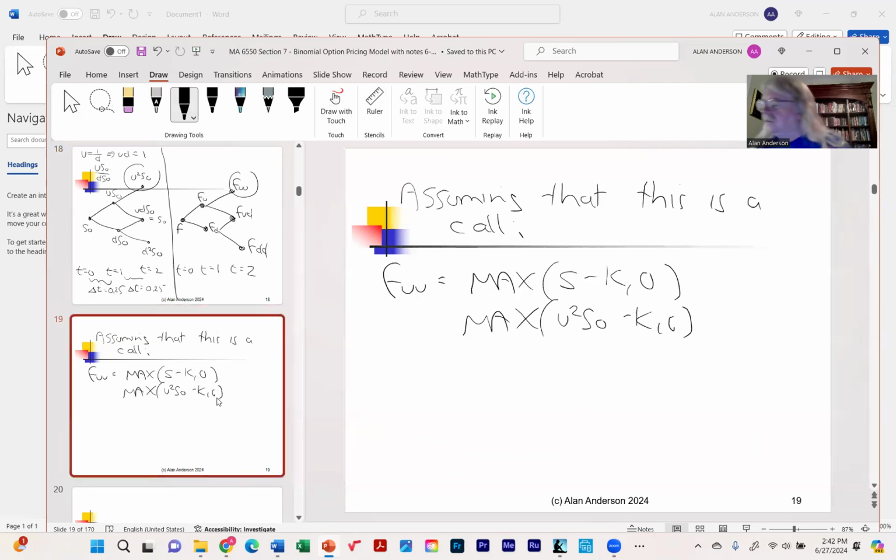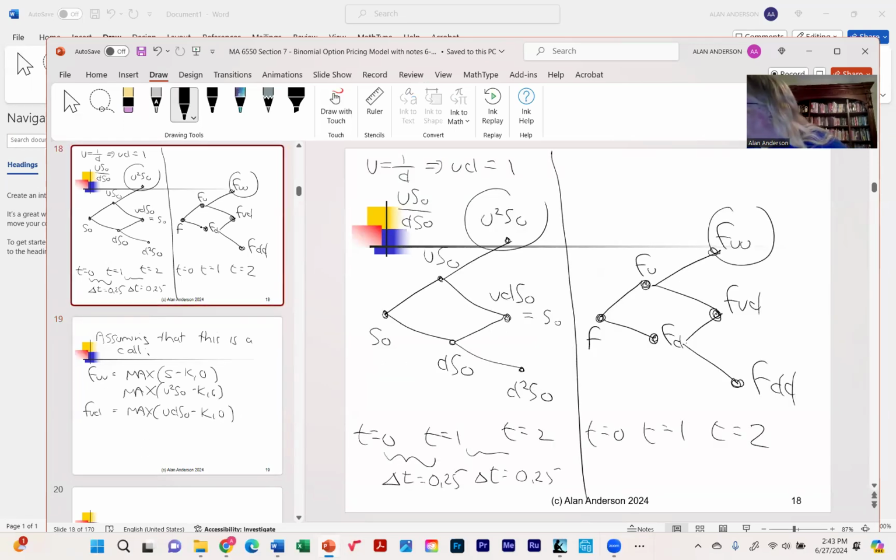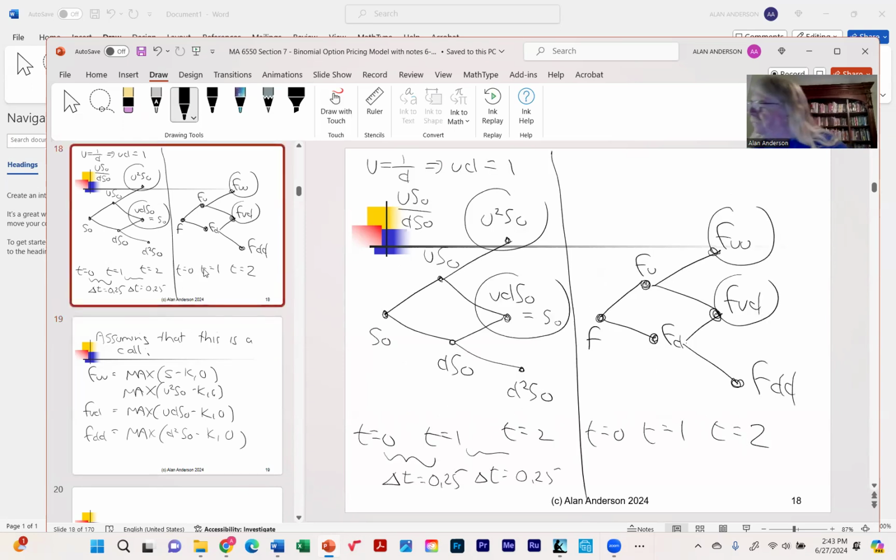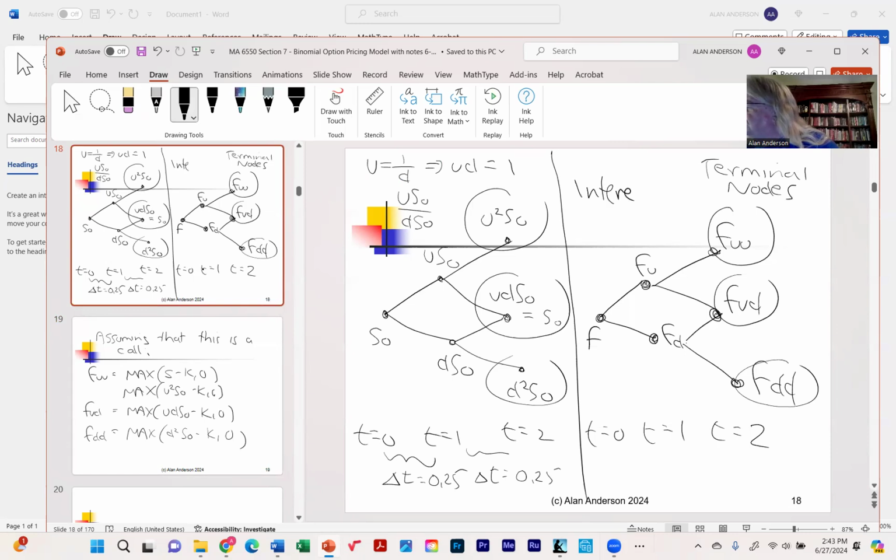And then FUD, based on that logic, must be this, because again, the option value at this node is based on the stock price here. And then finally, FDD would therefore be this amount, whatever that is, which depends on the numbers we've been given. So for the terminal nodes, which would be these, what about the interior nodes? Well, now this is a little bit different.